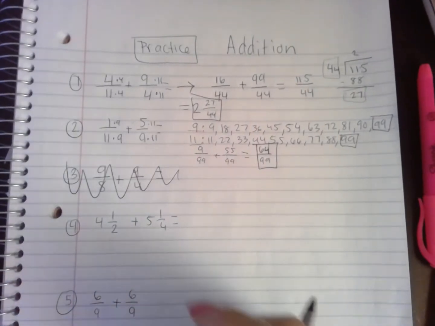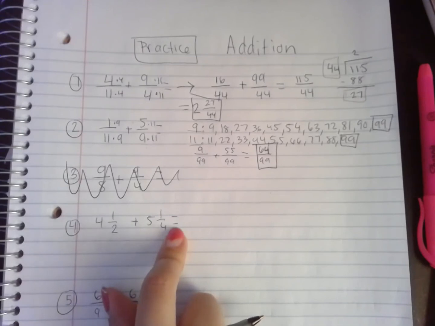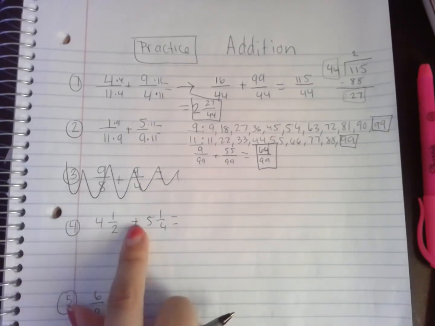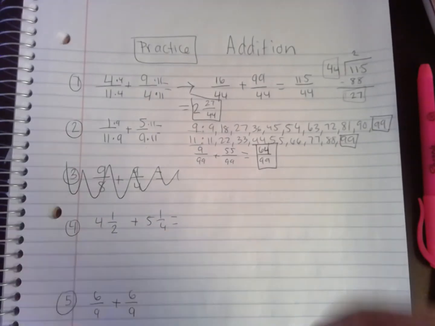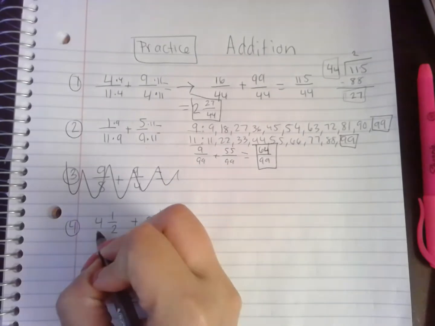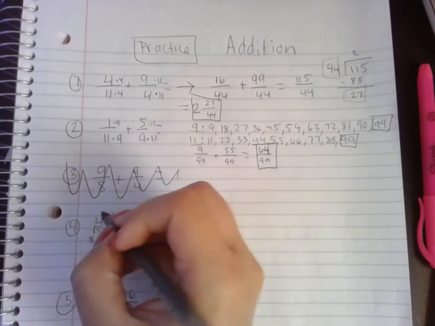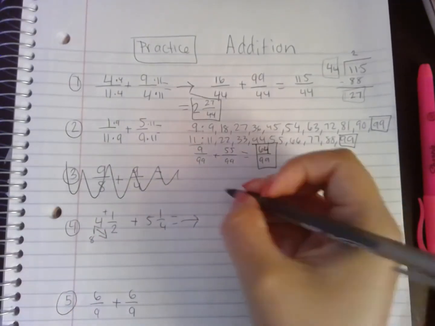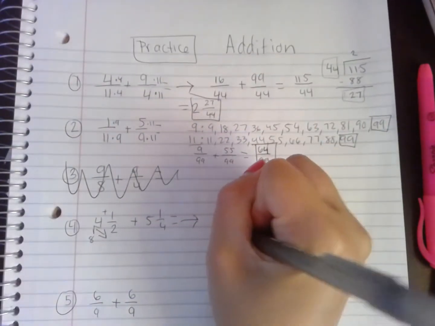Number 4, it's a mixed number. So what I'm going to ask you guys to do is turn this into an improper fraction. Actually, I'm going to do it two ways. I'll do this one as an improper fraction, and then number 6, we'll do it straight as mixed numbers. So for an improper fraction, I'm going to multiply my denominator and my whole number, so that's going to give me 8, and you are going to add your numerator. So that means that your new fraction is going to be 9 over 2.